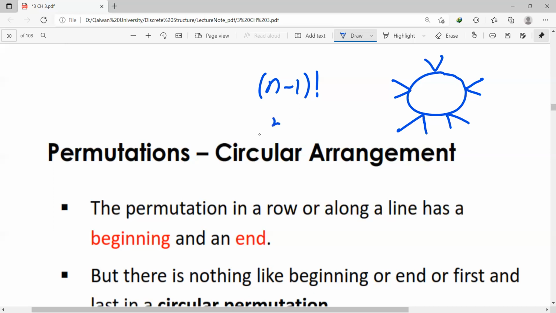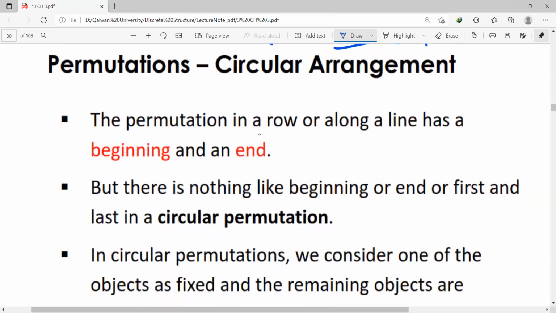That means we say it's 5 minus 1 factorial, which is 4 factorial. That's all. Okay, we just subtract the total number by 1 and then we find its factorial.